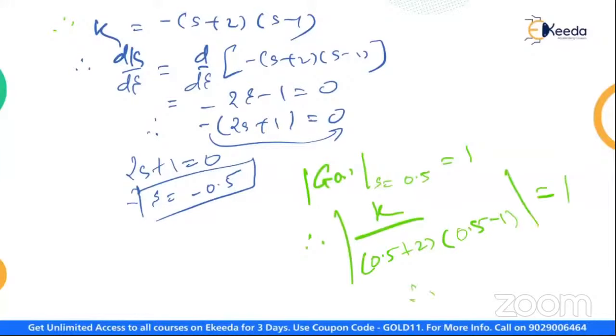Therefore, from this you get the value of K, and the value of K is going to be, if you solve this, 2.25. So the value of K will be 2.25. I hope this question is very clear to everyone. Is it right?